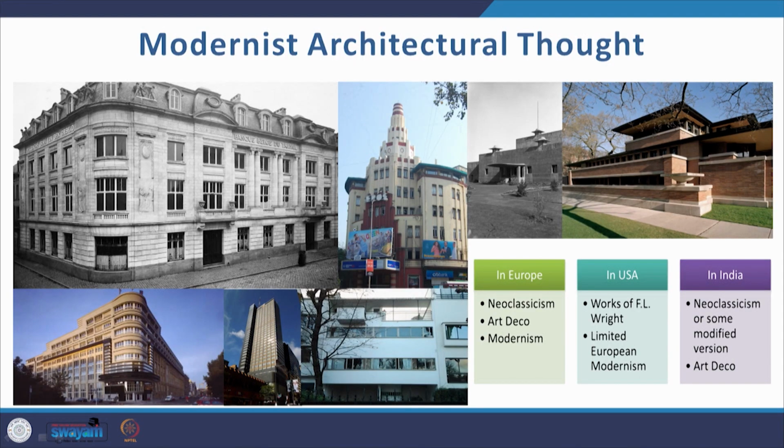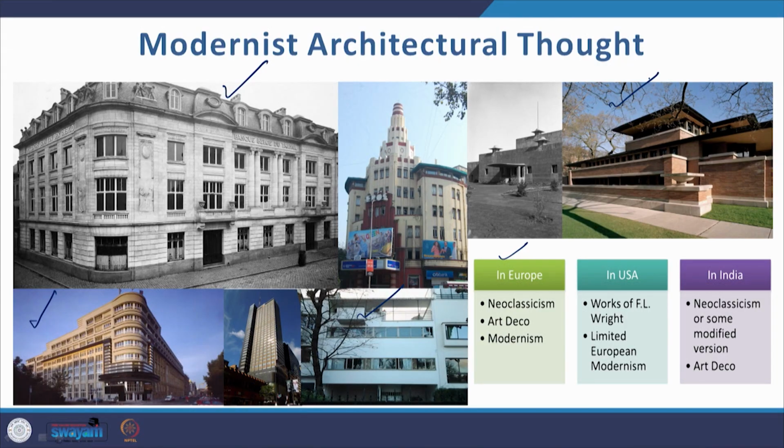Now, we also looked at this slide to have a glimpse of the overall modern architectural thought prevalent in the world at the time. So if you look at Europe, we are looking at neoclassical buildings, we are looking at Art Deco, and we are looking at modernism, this Villa Stein by Le Corbusier. In the US, we were looking at the works of F.L. Wright, organic architecture, and also free flowing spaces, laying some of the very fundamental principles of modernism that came into Europe from the architecture of Wright.